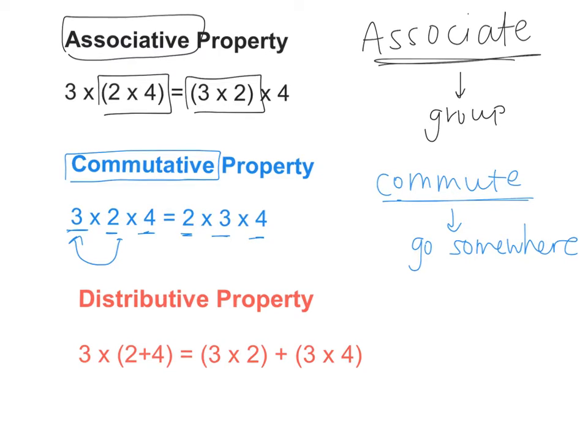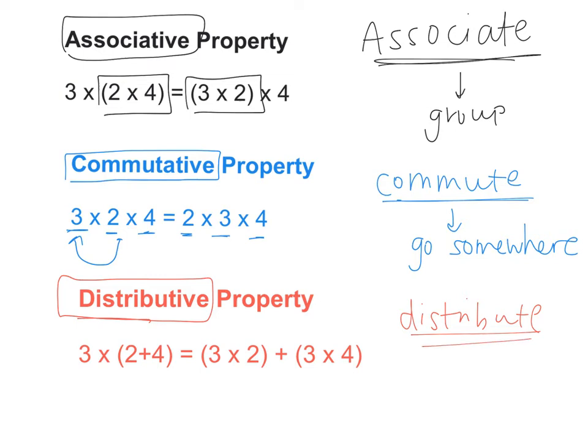Finally, we have the distributive property. Everyone say distributive property. Distributive property. Okay. The word distributive sounds like the word distribute. If I distribute papers to all of you, am I giving you all some papers? Yeah, I'm passing them out. So when you distribute something and using the distributive property, it means that you have to distribute this 3. I'm going to multiply the 3 to the 2 and to the 4. So 3 times the sum of 2 plus 4 is the same as the sum of 3 times 2 plus the sum of 3 times 4.